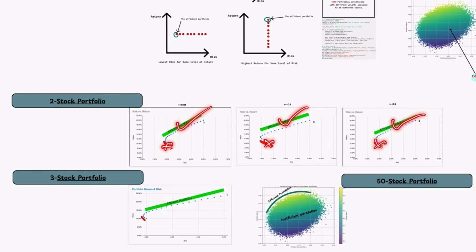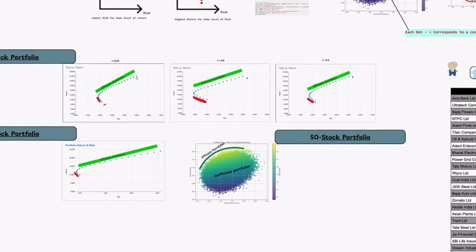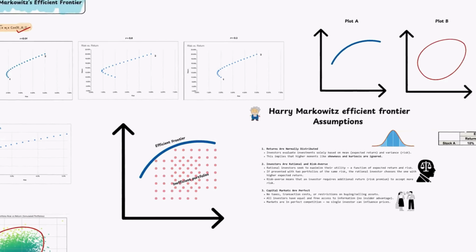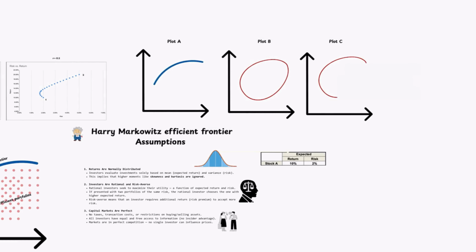And you will be surprised to find out that all the efficient portfolios together form a curve, be it a 2-stock portfolio, 3-stock portfolio, or a 50-stock portfolio. But not just any curve. The specific shape shown in plot A, not B or C, because B and C include inefficient portfolios.